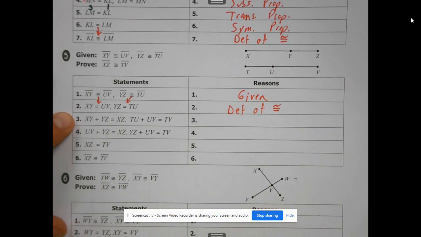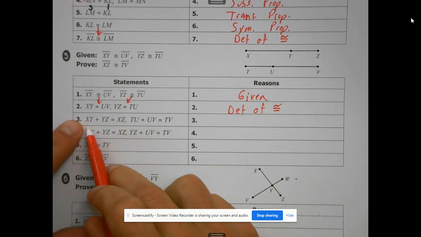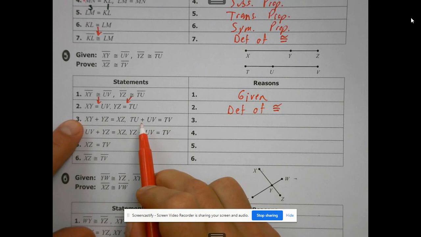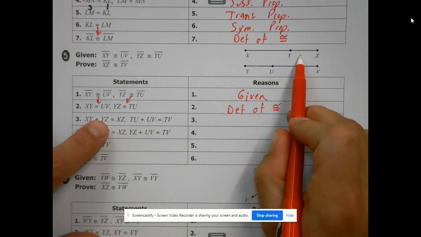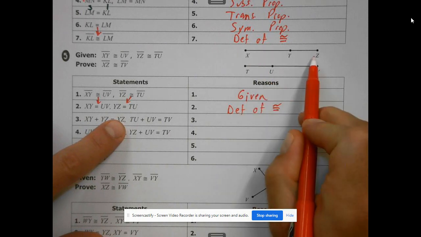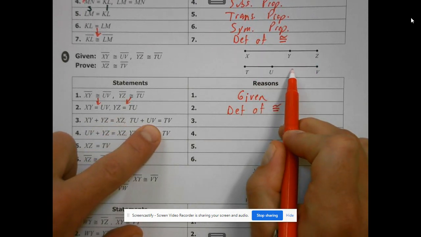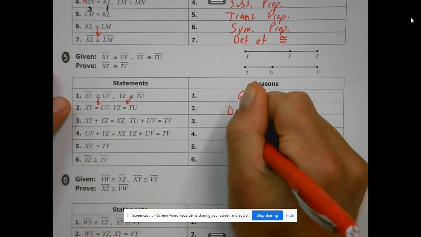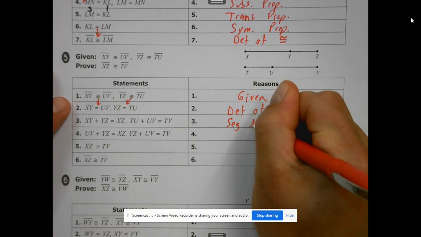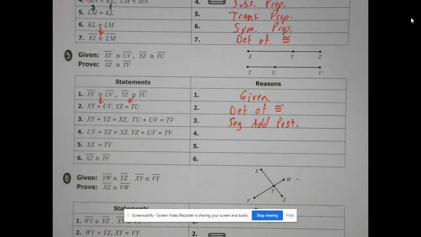Number 3, okay, it looks like segment addition, but I gotta check the diagram to make sure it's small piece plus small piece equals big piece for both of these. Let's check it out. XY plus YZ equals XZ. Yep, segment addition. TU plus UV equals TV. Yep, segment addition. Always check the diagram if you see segments being added up to make sure it's segment addition postulate.